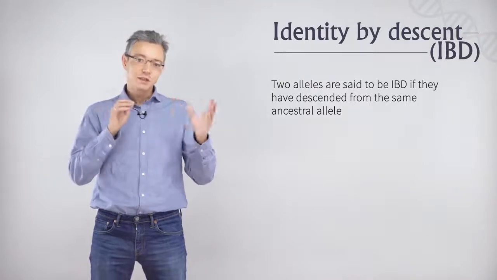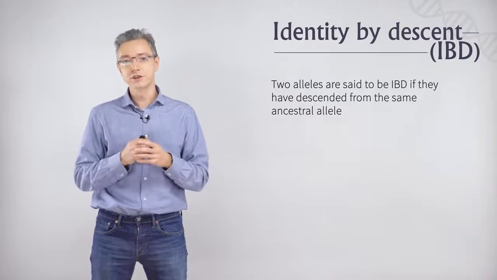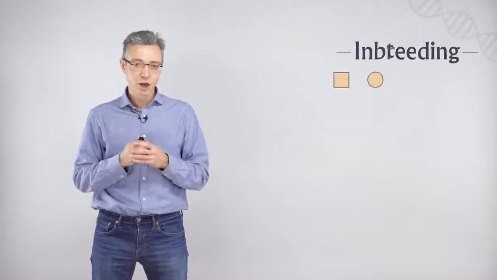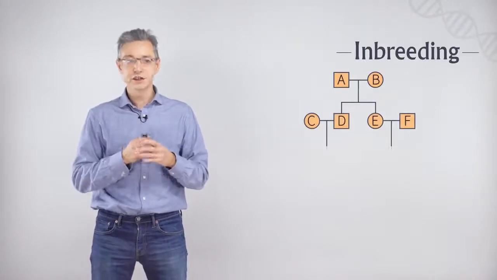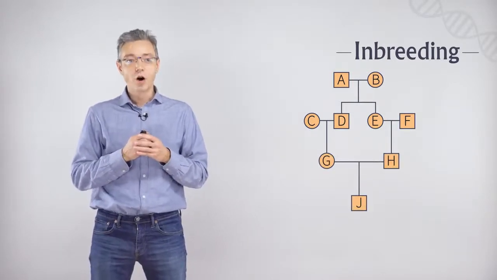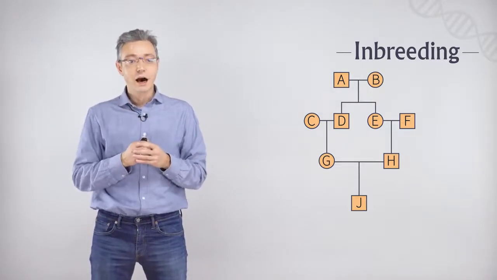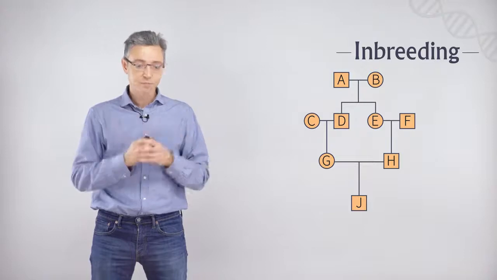And now let's get to the structure, and one of the simplest examples of structure is related to inbreeding. In the picture you can see an inbred pedigree. The individual Jai is an offspring of an inbred family, so his or her parents are cousins.